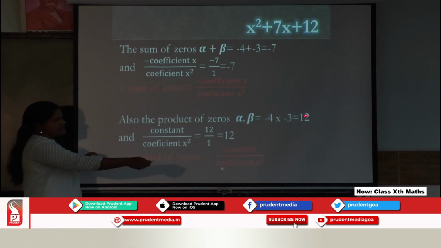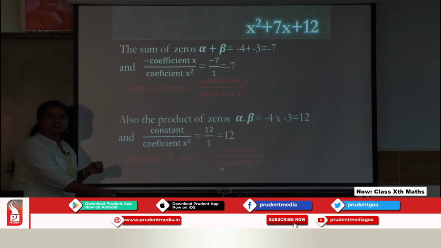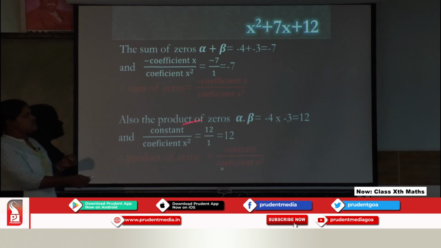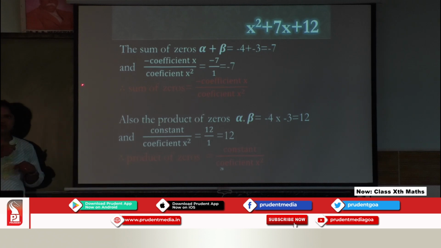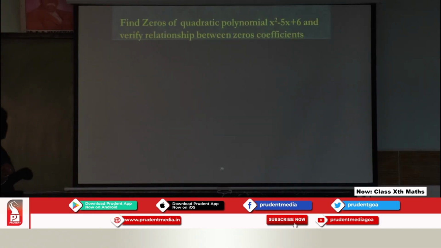Again, see, both answers are the same. Therefore, I conclude that the product of zeros is equal to constant upon coefficient of x square. So, this is the method to verify the problem. I will show you another problem with different signs. In the previous problem all terms were positive. Now, let us have a look with one term as negative.